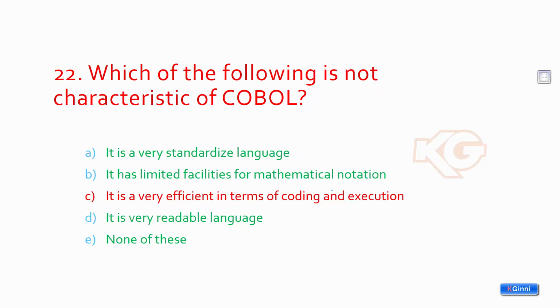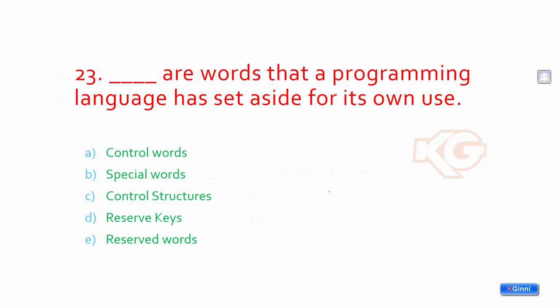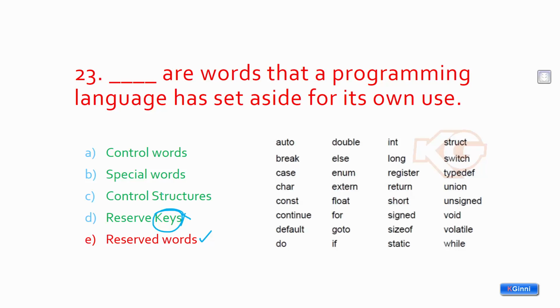This is false. Dash are words that a programming language has set aside for its own use. So what do you call those words which you cannot use in your programming language? You need to know those things. The answer should be reserved words. You might get confused with keys, but don't use this. And control structure, special words and control words are not the case.